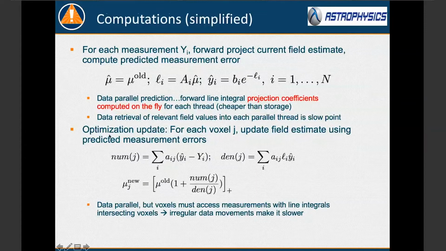Then the update. For every voxel, the update field can be done by literally computing the solution of each quadratic in parallel. This is just a brief outline of what the computations look like. Again, it's very data parallel because of the design of the algorithm that we've chosen, but there's a little bit of irregular data access, because every voxel that you're trying to update has to get the errors from every potential measurement that would intersect that voxel. This is the back projection step. The irregular data movement makes it slower, and we've worked a lot to make that faster.